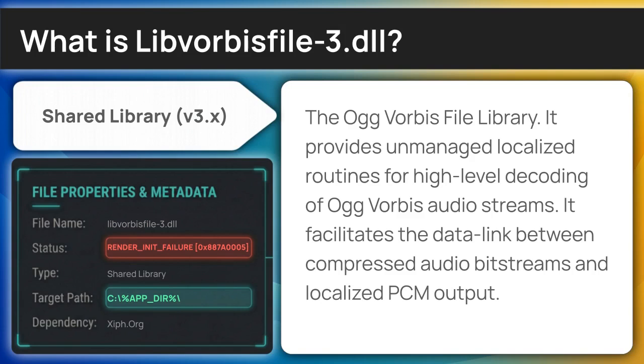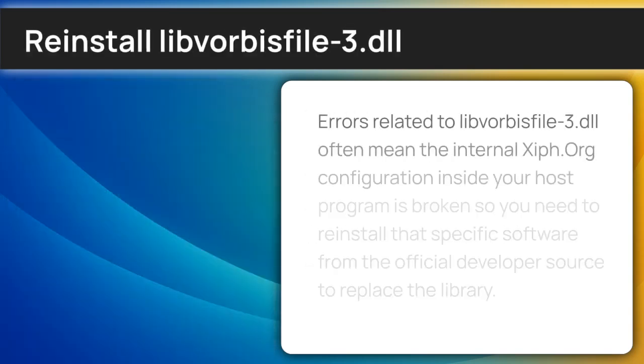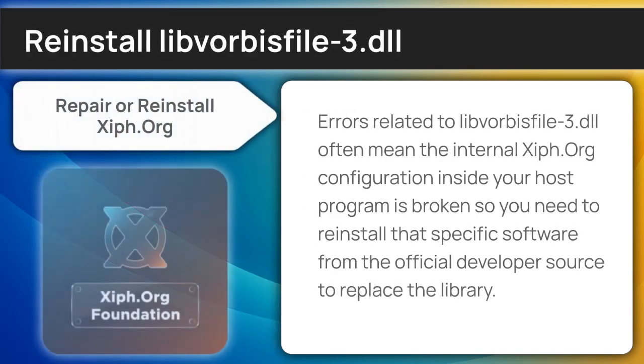Now that you're up to speed on the file's role, let's begin the repair process. Errors related to libvorbisfile3.dll often mean the internal xif.org configuration inside your host program is broken, so you need to reinstall that specific software from the official developer source to replace the library.